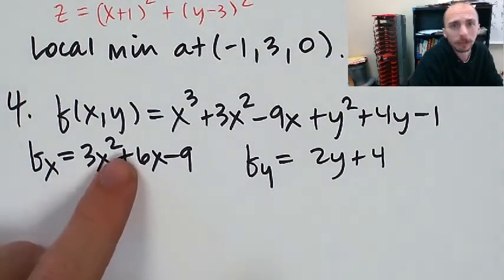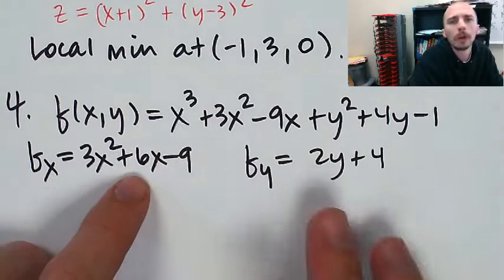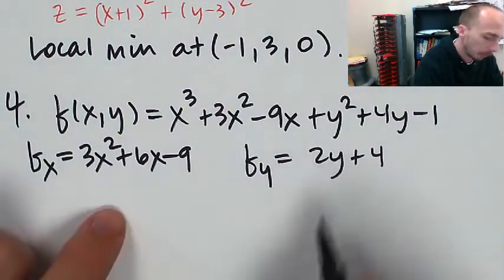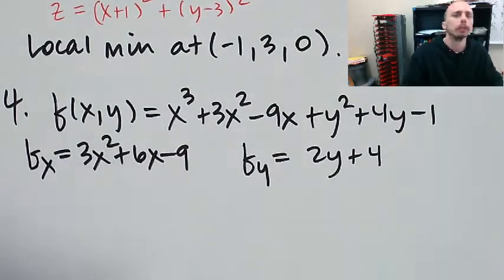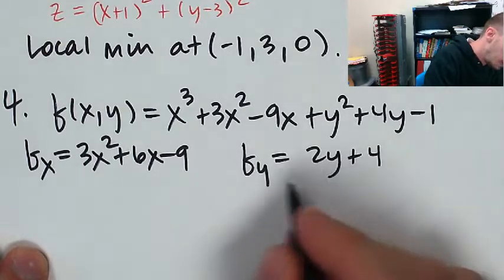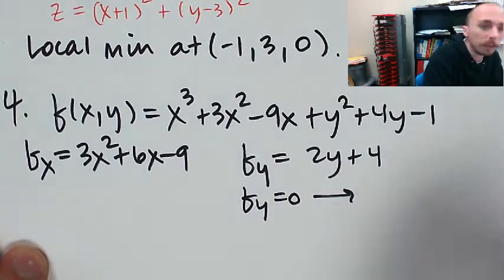Okay, so if I'm looking for the places where both fx and fy are 0, you could start with this, you could factor it, you can find some x values. I was thinking we could solve for that and then plug back in over there. So if fy equals 0, then y has to equal -2.